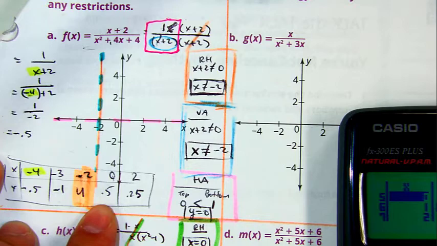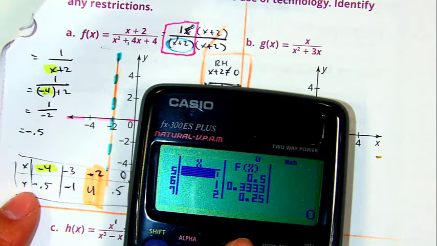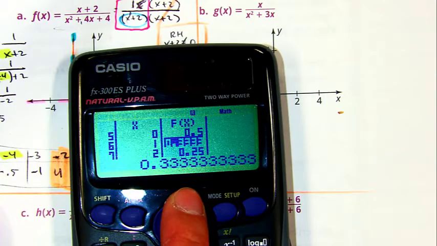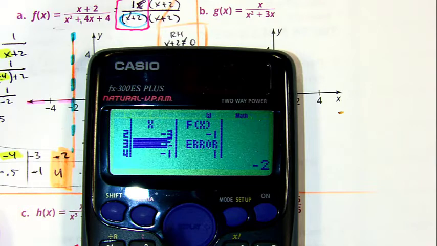So with my table then, all these numbers, right? If I want to look at -2, it says error. That's our undefined. If I do 2, my answer is 0.25. Okay? Let's go ahead and graph it.